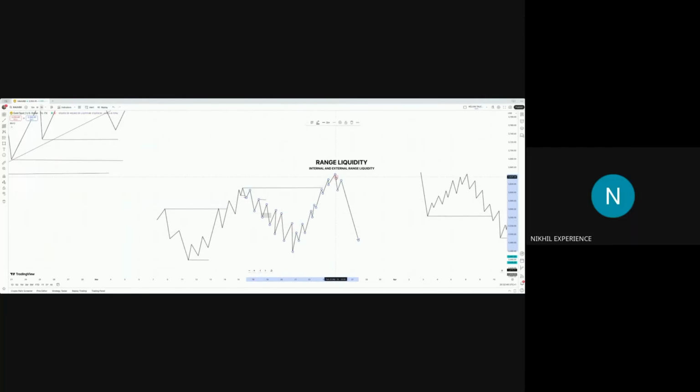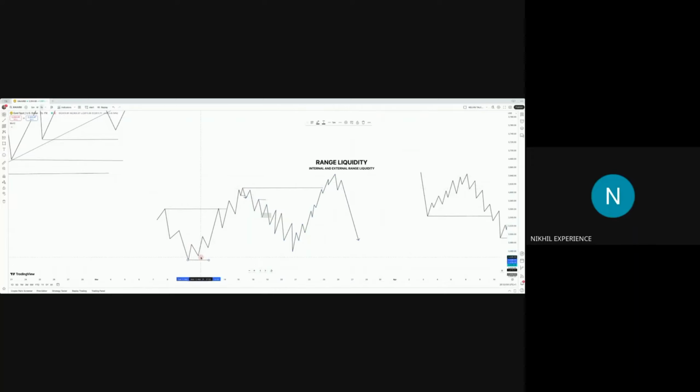It's going to give us a new high. And as it has given us a new high, this is the external range. The external range now is this range high, this swing high right here is the external range liquidity. It is outside the range. This is now what we call external range liquidity.